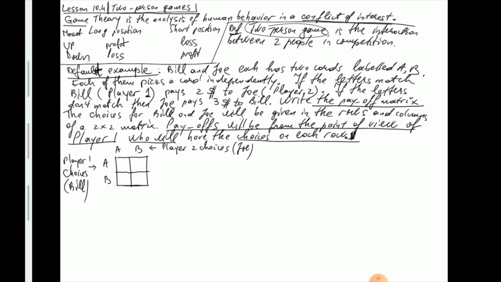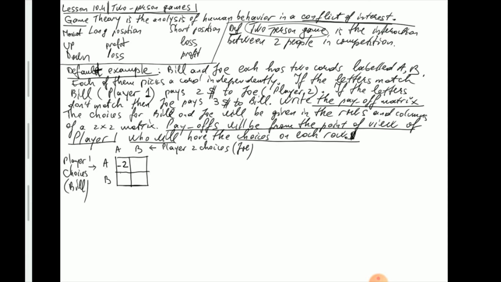And now pay attention here, because this is from the point of view of player 1, and because it's going to be either a loss or a win, we're going to use a negative sign if it's a loss for player 1. So if the cards match, if player 1 chooses row 1, player 2 chooses column 1, we stated in the problem that player 1 pays $2 to Joe. So we're going to write -2, because from the point of view of player 1, that's going to be a loss of $2, which automatically is a gain for player 2.